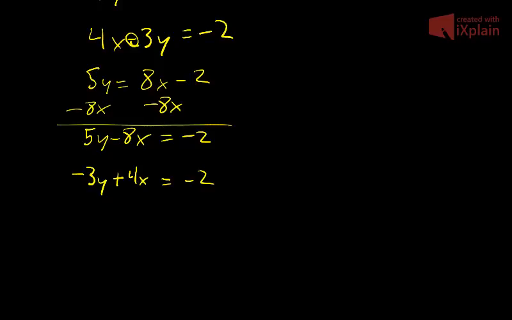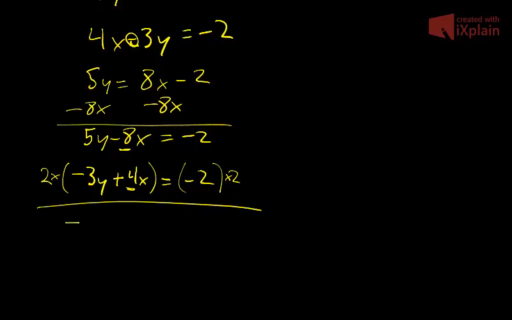And the way I'm going to change this is I see an 8 here and a 4 here. And I know that I can make this 4 and 8 pretty easily by multiplying both sides of this equation by 2. So that's what I'm going to do. I'm going to multiply this by 2 and multiply that by 2. And I end up with, now I have negative 6y plus 8x equals negative 4. And my top equation is still 5y minus 8x equals negative 2.